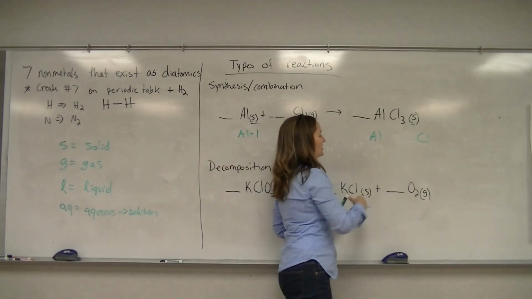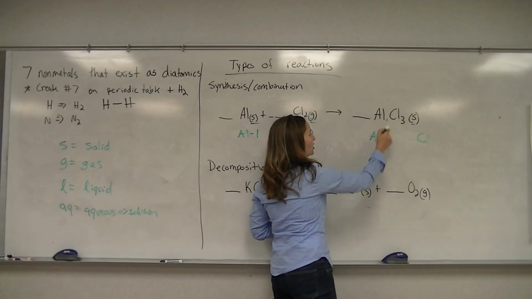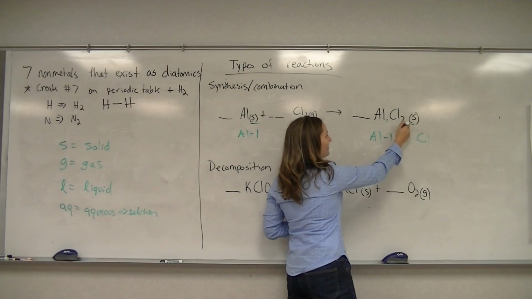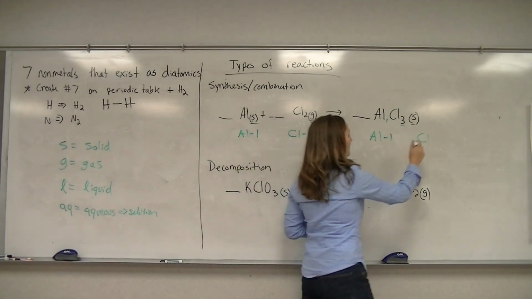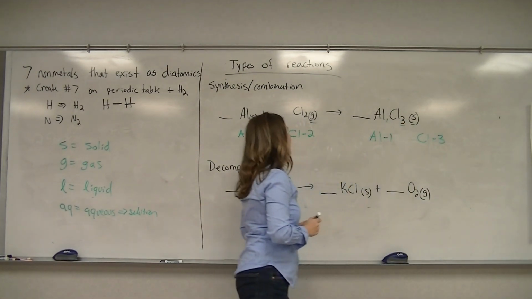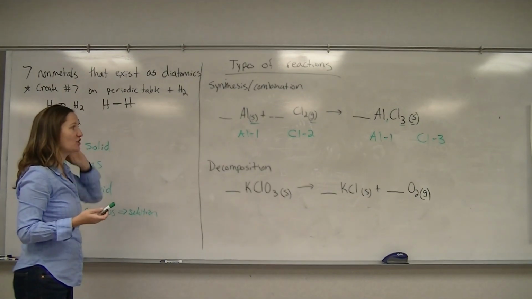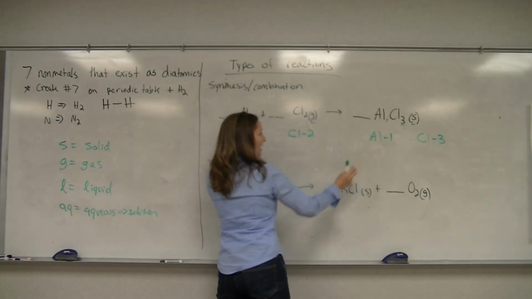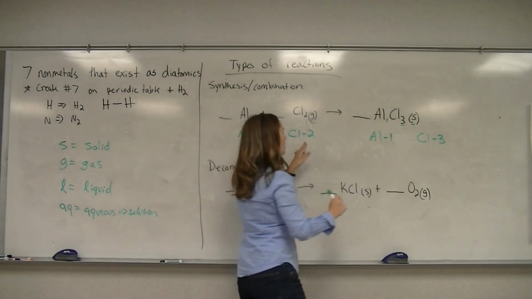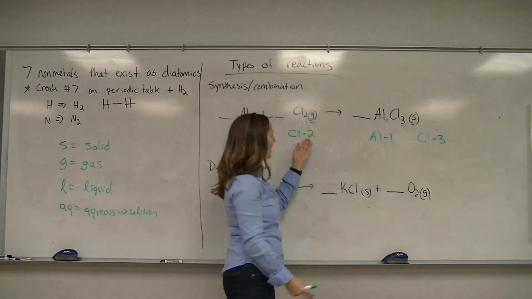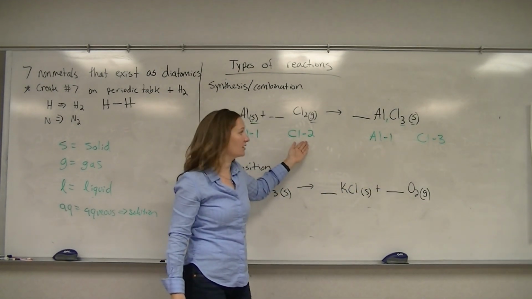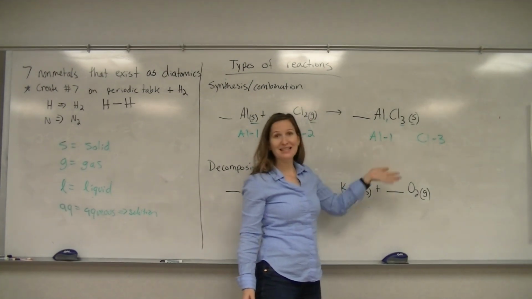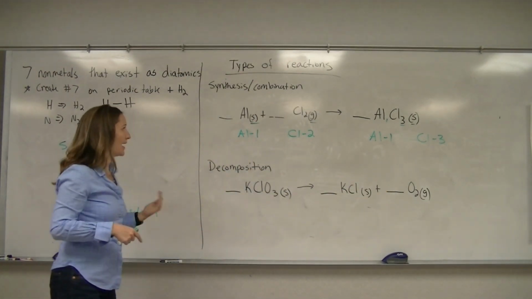Going over to the product side, for aluminum, once again, no subscript, so it's just 1. For chlorine, I have a 3, so that means I have 3 chlorines on the product side. So now I check to see if it's balanced. Looking at my aluminums, they are. I have 1 on each side. That's good. But looking at my chlorines, they're not. I have 2 on the reactant side, right? But I have 3 on the product side. And I need them to be the same on both. So I start by adding numbers in.